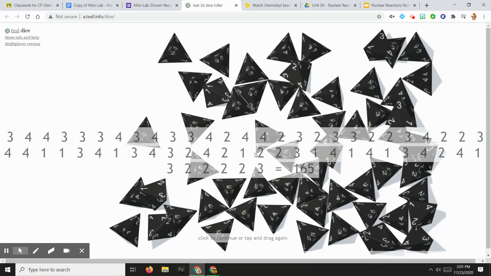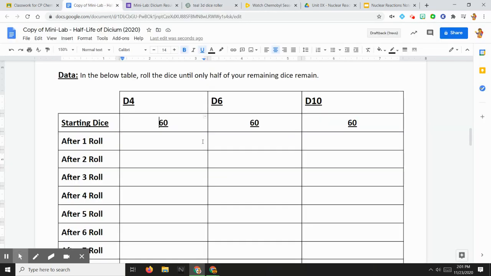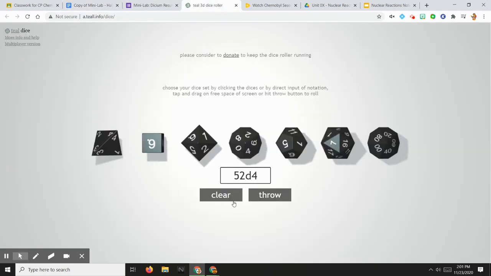1, 2, 3, 4, 5, 6, 7, 8. 8 of them broke down. All right. So now I have 52 remaining. I subtracted 8. And I record that. After one roll, 52 dice remain.